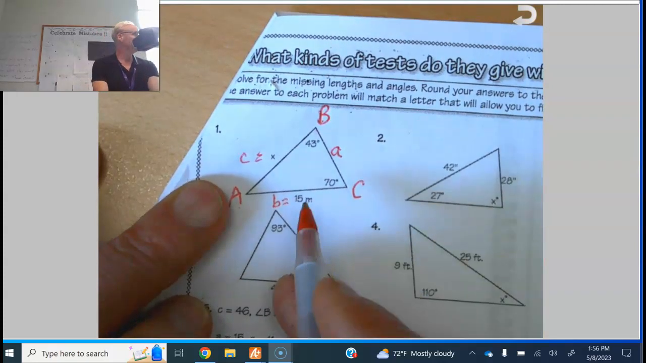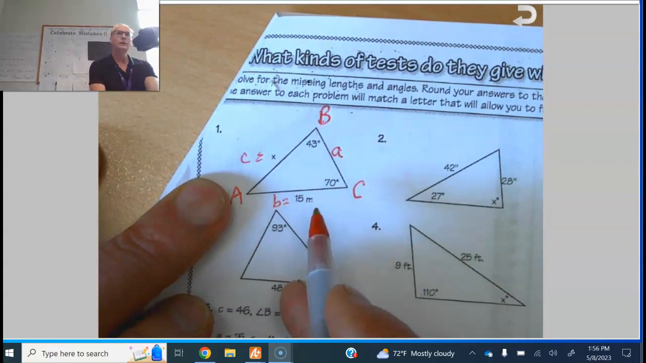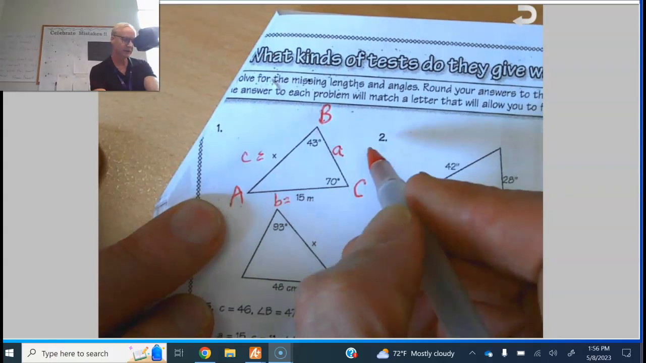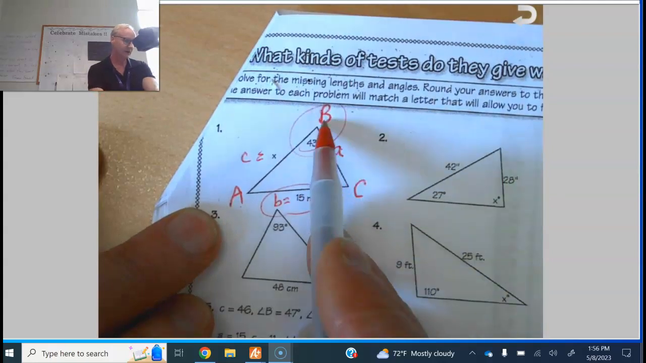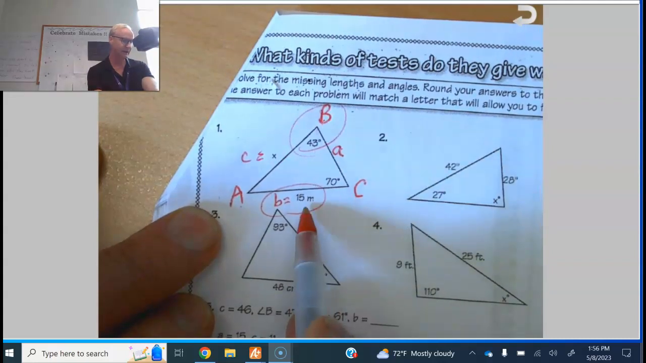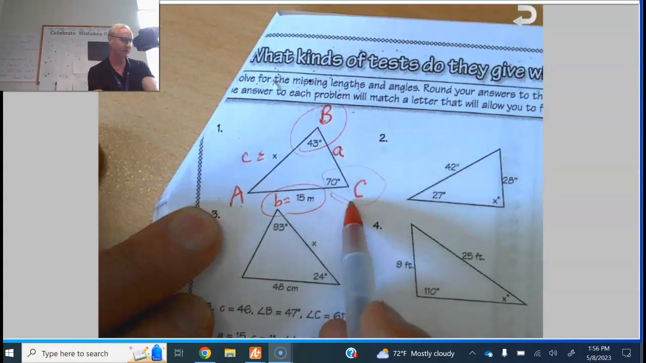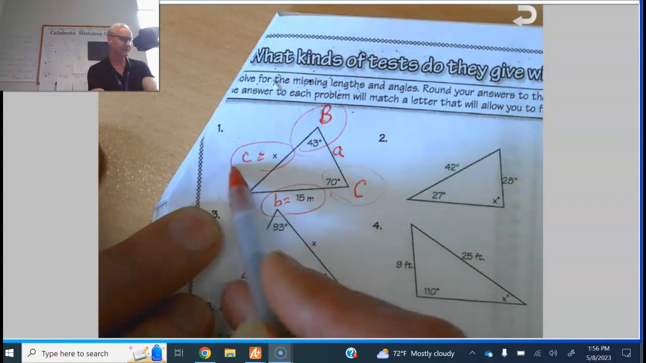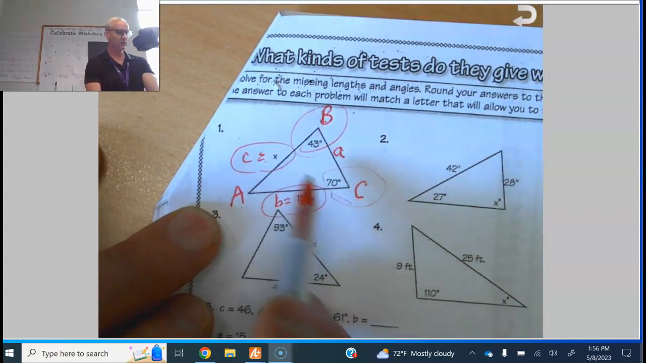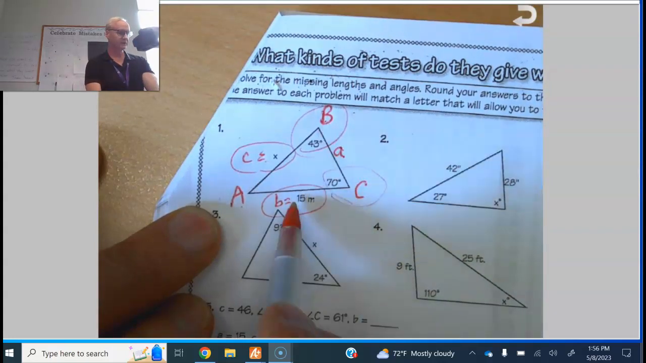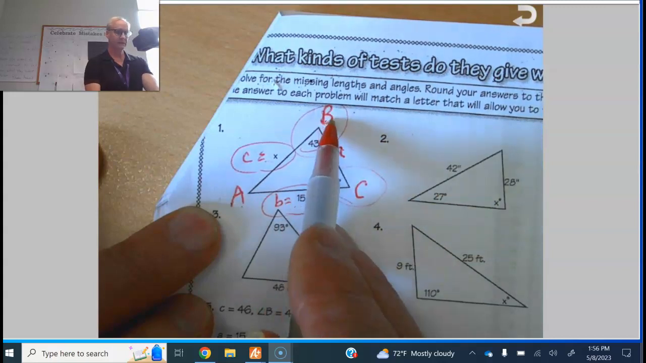Now we're going to use the law of sines today. And the two that we're interested in is this one, because we have an opposite angle and an opposite side. And this one, we have an opposite angle and the opposite side. So we're going to say little c over sine C is equal to little b over sine B.